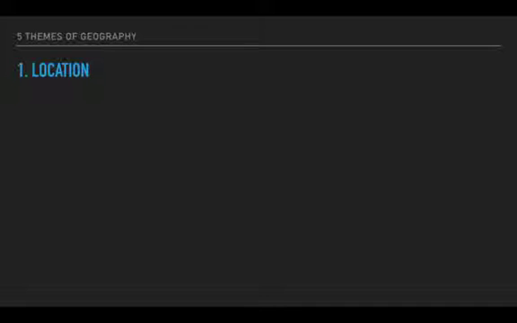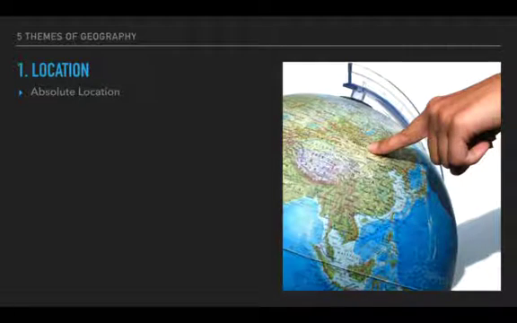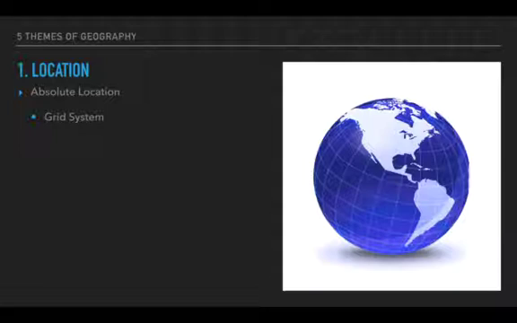So we talk about the first theme of geography. The first one here is location. As we talk about location, the first thing we need to understand is absolute location. So in absolute location, it is the exact place where a geographic feature is found. So when we are trying to find the absolute location, we can pinpoint that specifically on a globe, and we know where that's going to be because absolute location uses a grid system.